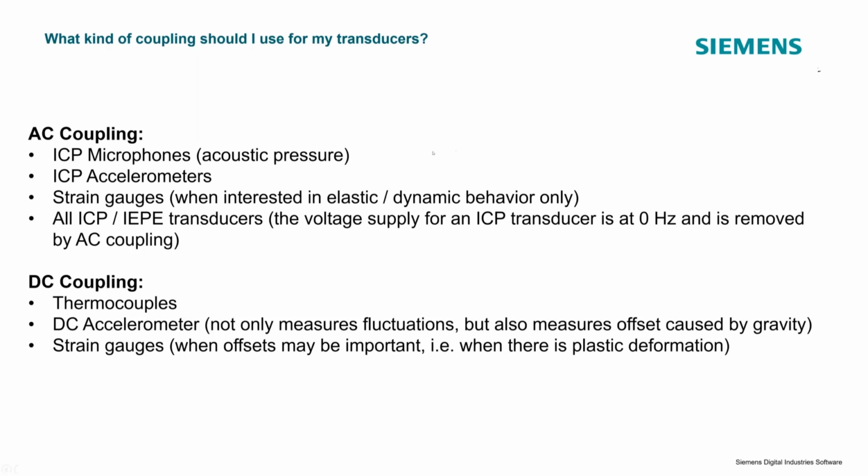Strain gauges can be AC coupled. Going down to DC coupling, that could be for thermocouples, maybe. We would use DC, or obviously for a DC accelerometer, kind of as the name implies. We would DC couple that because we're interested in the effects of gravity, that offset is caused by that. Or we could actually DC couple our strain gauges when we're interested in things like the mean value, the offset, where plastic deformation is the key thing we're looking at.